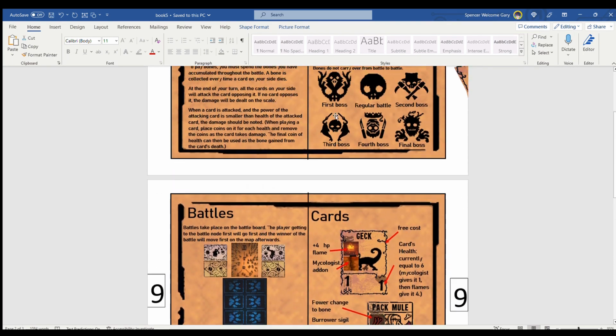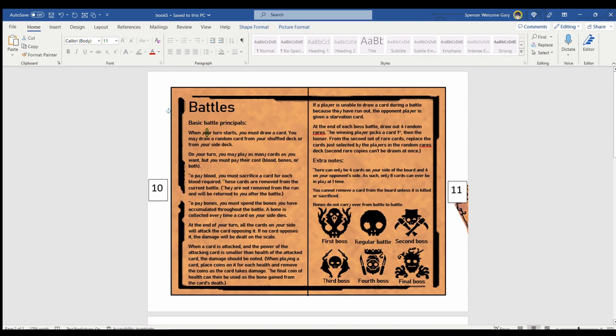The next side of 10 is over here, and this is just going to go over some basic battle principles. When your turn starts, you must draw a card. You may draw a random card from your shuffled deck or your side deck.